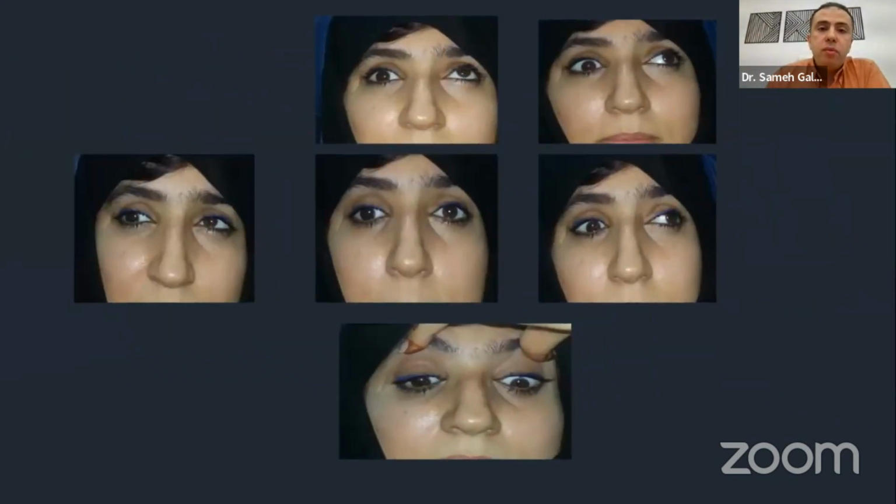Another lady came, but now with a history of trauma after a car accident. She came reporting right hypertropia and defective elevation of the right eye in all directions. And in this case, we should ask for imaging, not like the previous one. Imaging here demonstrated a right orbital floor fracture. So we should refer this patient to an orbital surgeon to correct the orbital fracture first. Then we can deal with the hypertropia and the limitation.